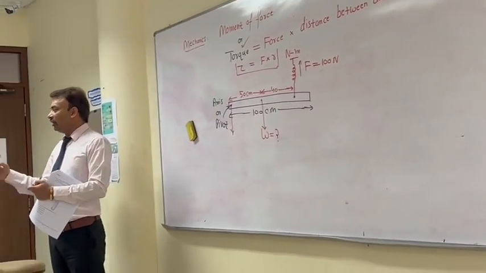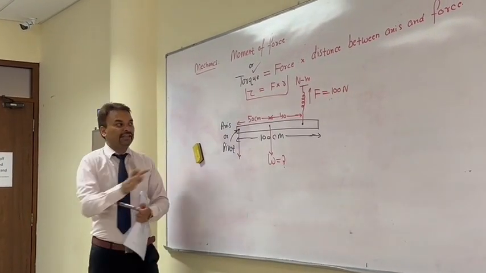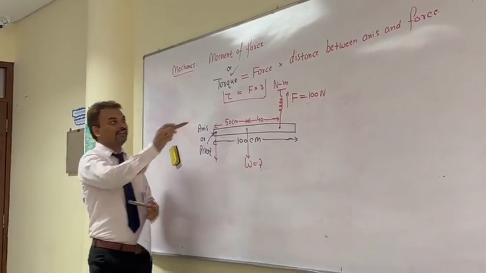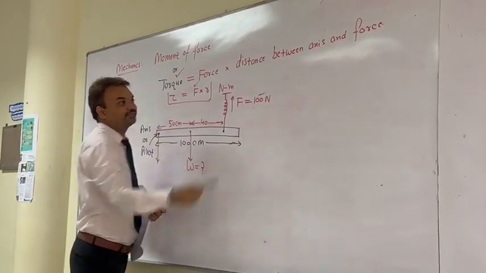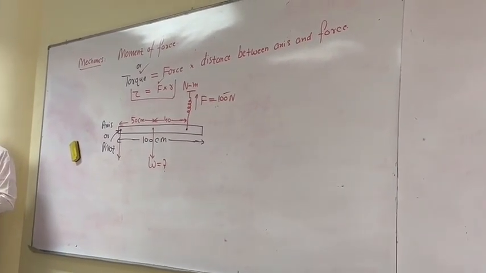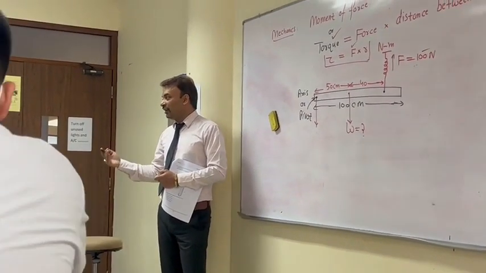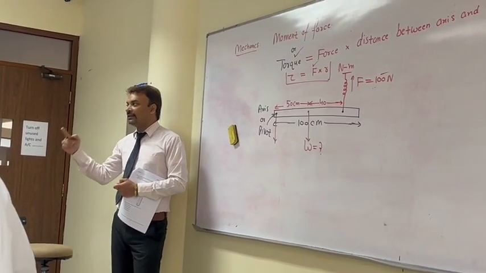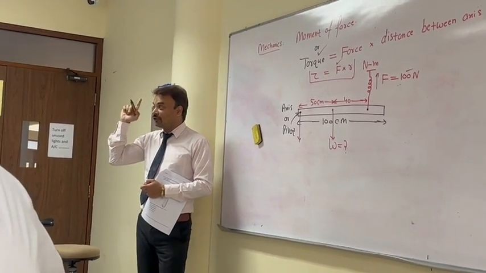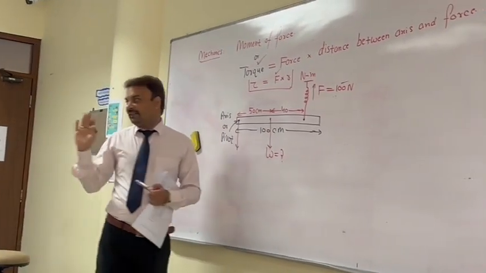By using the formula, torque is equal to force multiplied by the distance between the axis and the force. Now force is clear, 100 Newton. What is the distance between the force and the axis? 90 centimeter. But we have to change it into meter, because Newton is an SI unit, and we have to use the distance also in the SI unit. Otherwise the answer will be wrong because of the units. So keep in mind everything should be in the same units.